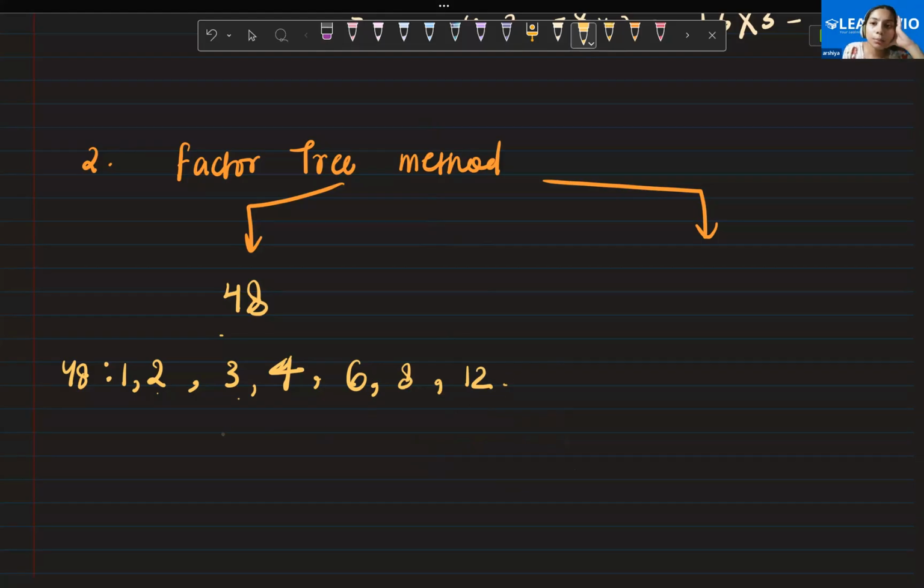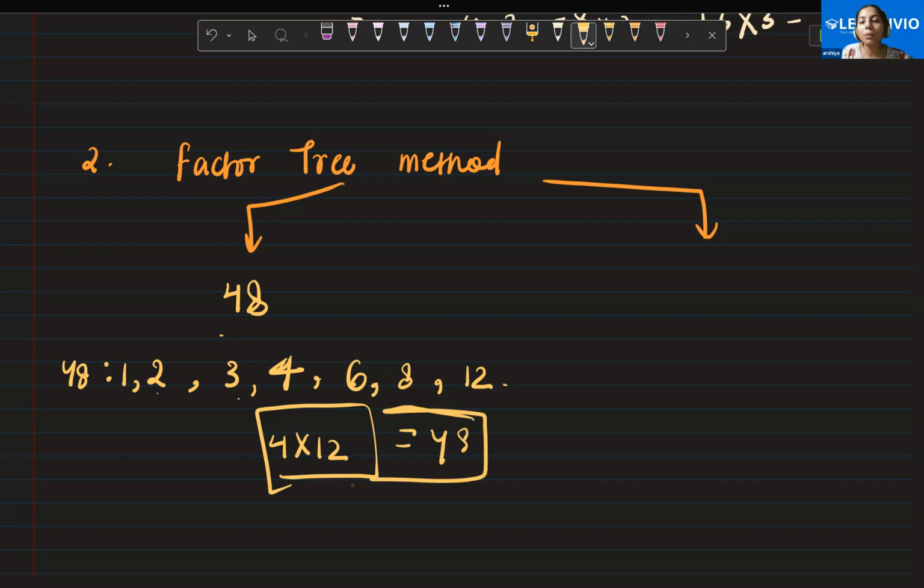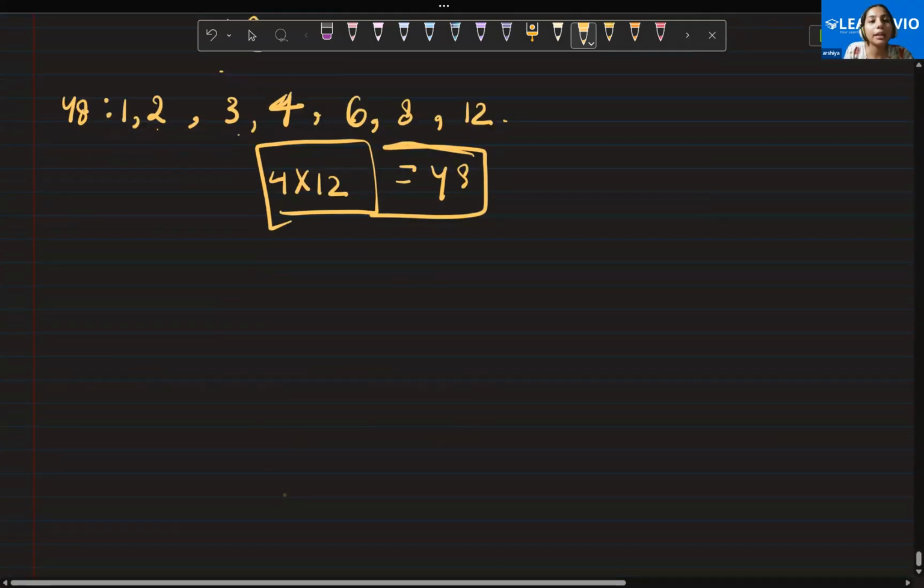Now, let's find out a factor pair. So I know that 4 times 12 is 48. So I can use this factor pair. Basically you just have to find the factors and find out which two numbers you are multiplying to get 48. And I'm choosing 4 times 12, for the first method. So I'm going to write it here.